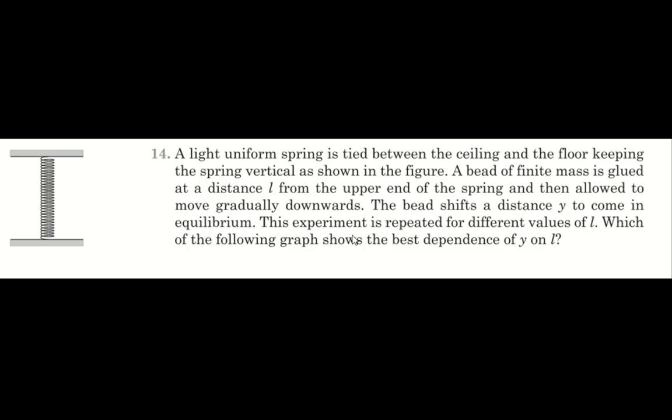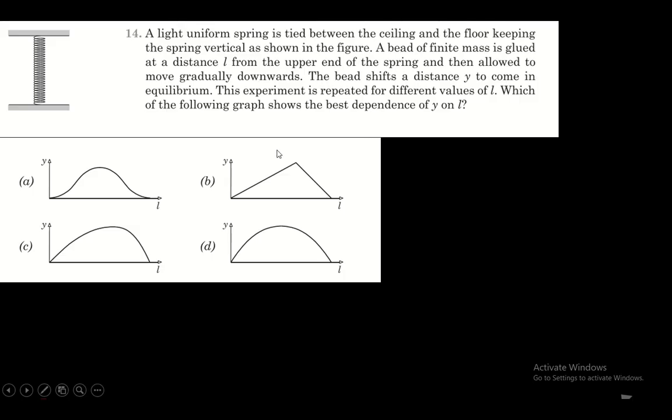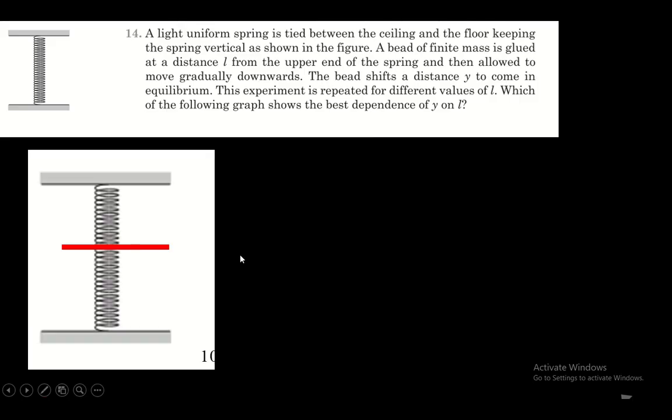The bead shifts a distance y to come in equilibrium. This experiment is repeated for different values of L. Which of the following graphs show the best dependence of y on L? And these are the graphs. Okay, suppose the bead is placed at this red line at this position, which is at a distance L from the upper end and is released. Suppose the upper part of the spring has a spring constant K1 while the lower part has a spring constant K2.